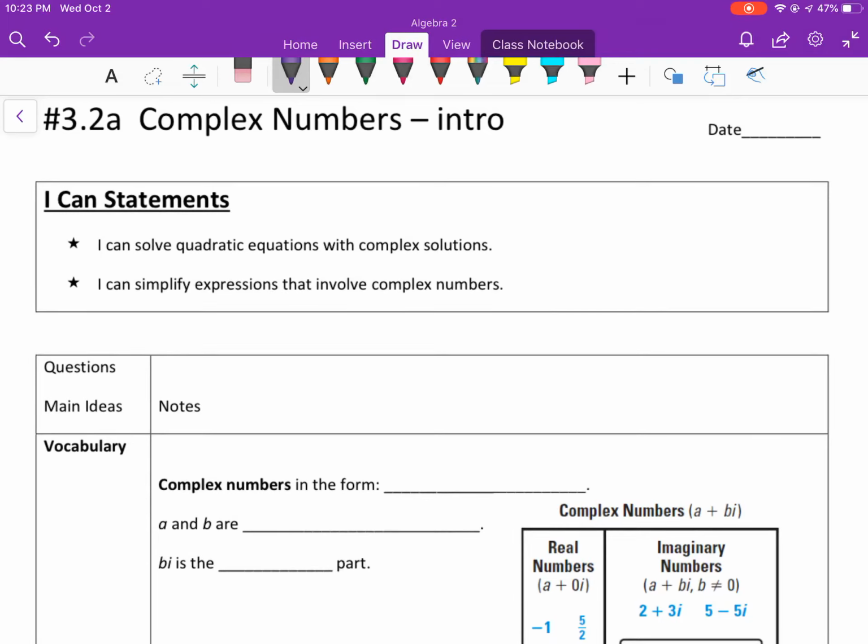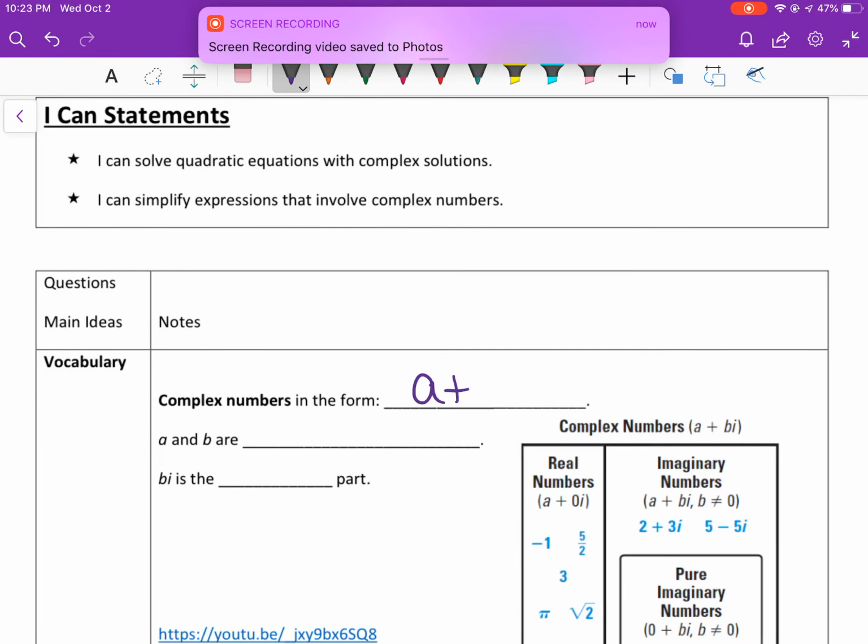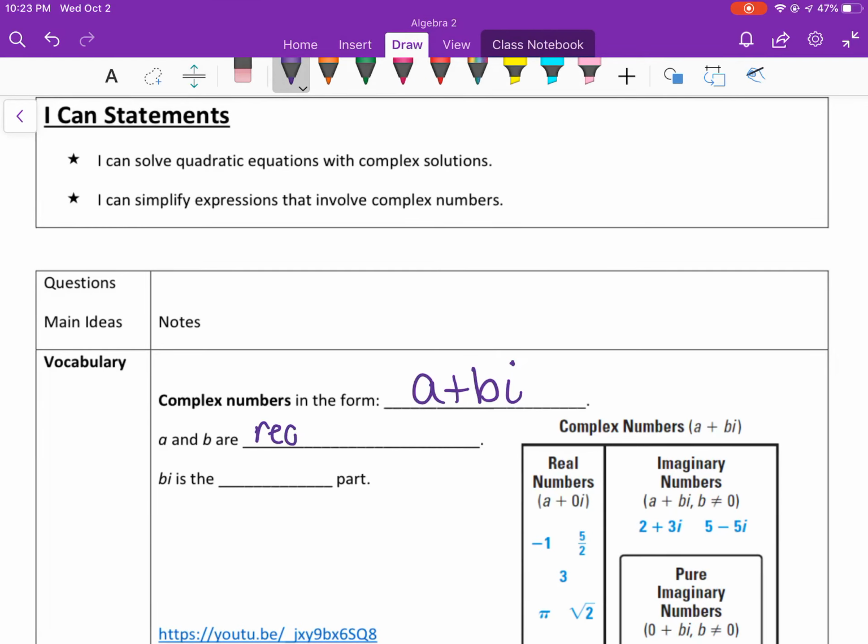Hey class, this video is on 3.2a, an introduction to complex numbers. Complex numbers are written in the form a plus bi, where a and b are real numbers and the bi is the imaginary part. Okay, so a and b are real numbers and the bi is the imaginary part.